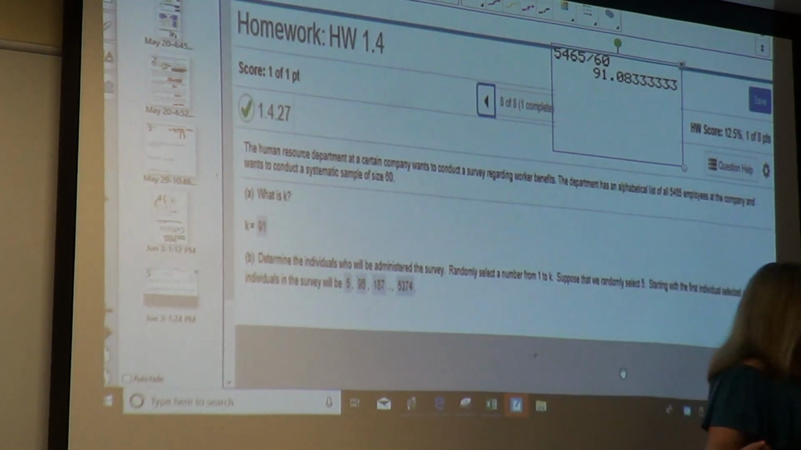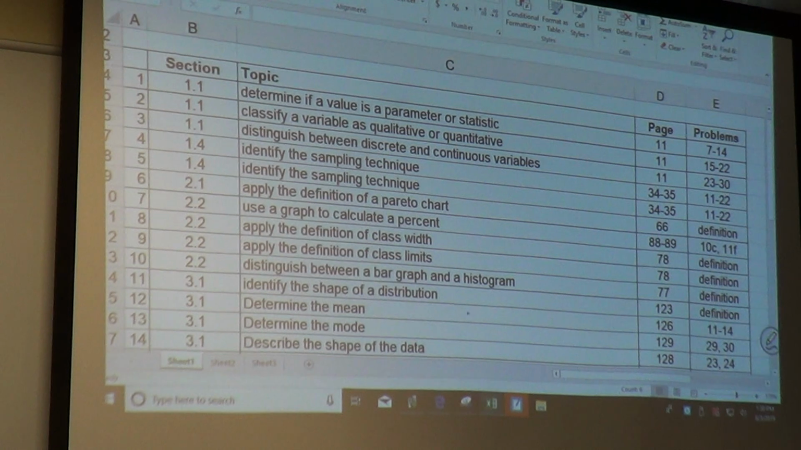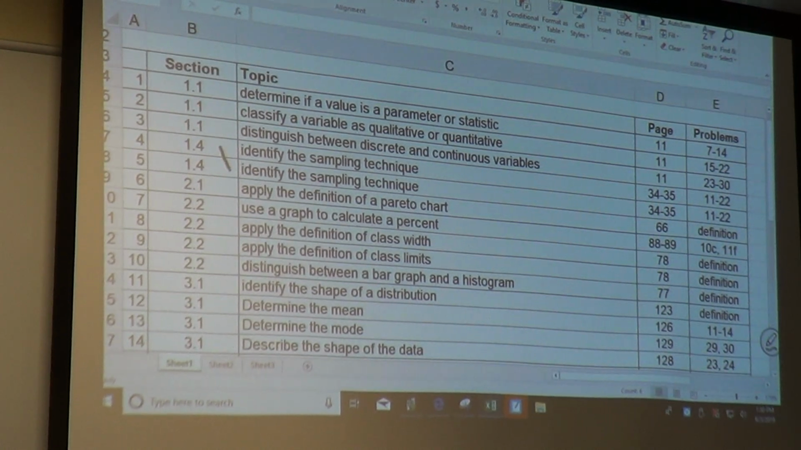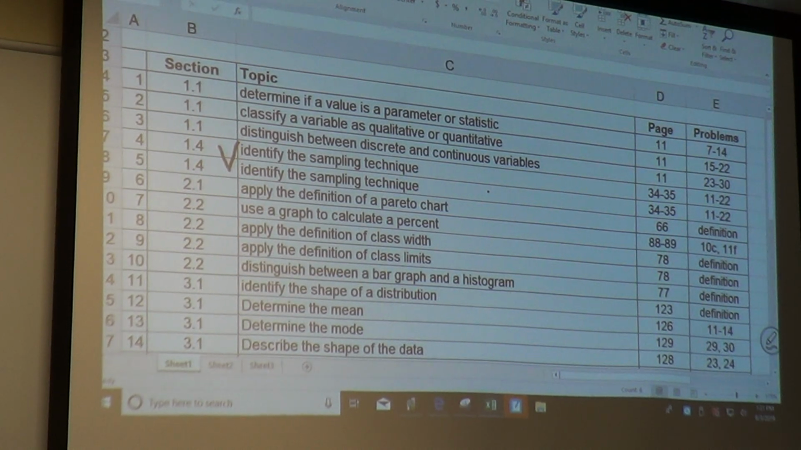No. The only thing I had to know on the test is these two problems right here. Identify the sampling technique, which were these 5 problems. Easy breezy? Yes.